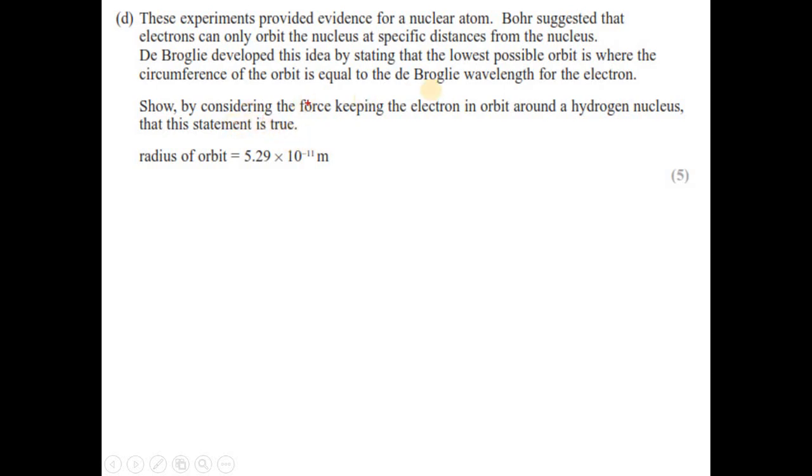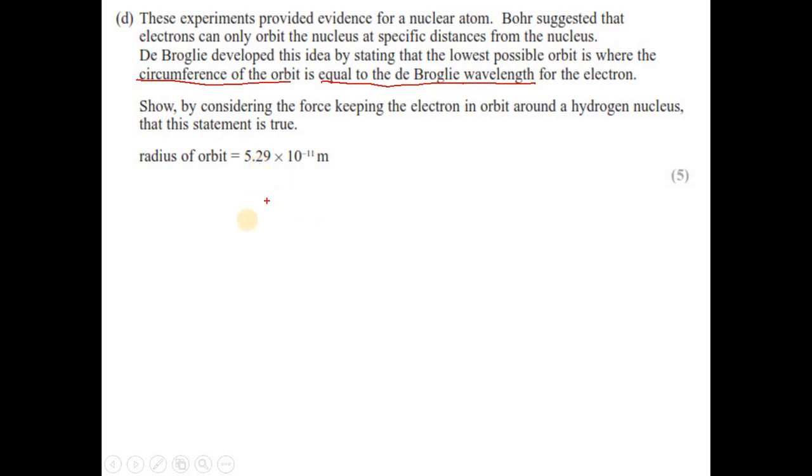So you need to show that the circumference of the orbit is equal to the de Broglie wavelength. That means you need to find two things. First, you need to figure out how to find the de Broglie wavelength, and then you need to compare it with the circumference of the orbit. The radius of the orbit is given.